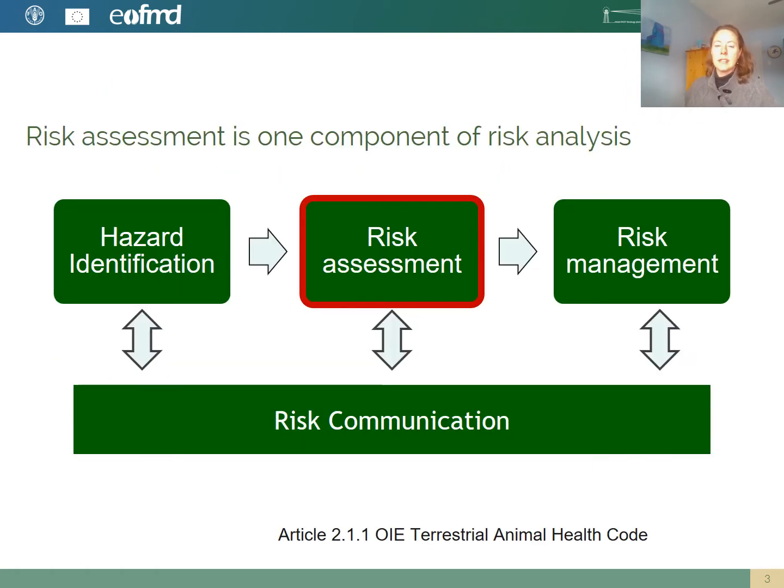Risk analysis consists of 4 different components. There's hazard identification, in which the relevant pathogenic agents are identified. There's risk assessment, which assesses the risk associated with those relevant hazards. There's risk management, where the options to mitigate the risk are identified and evaluated. And all of this is underpinned by risk communication, which should happen between the authorities undertaking the assessment and the other stakeholders continuously throughout the process.